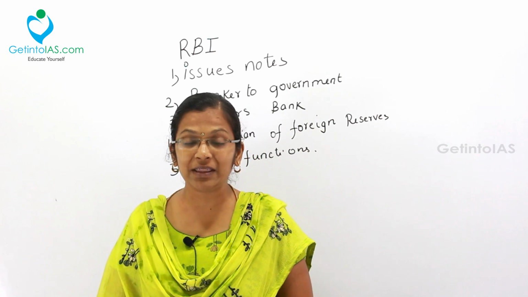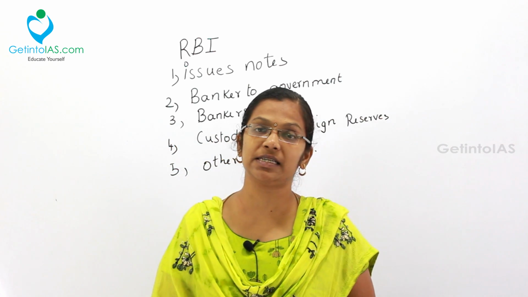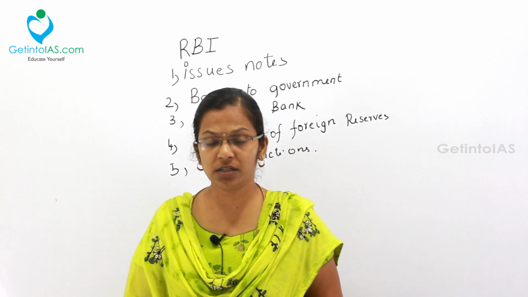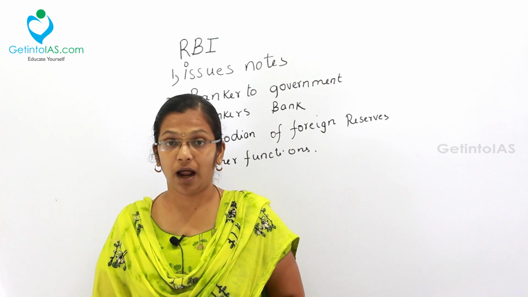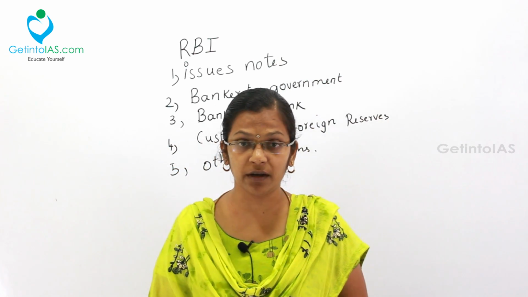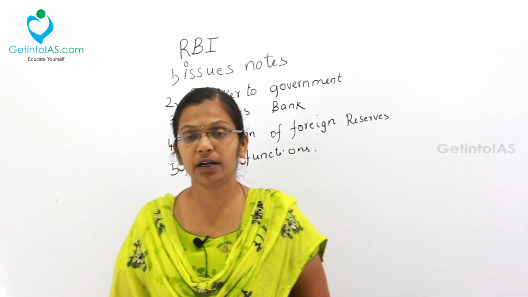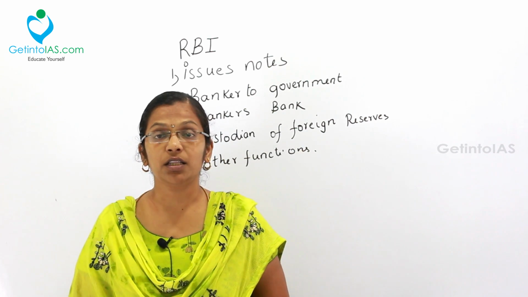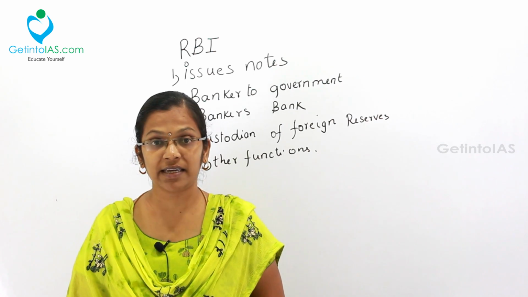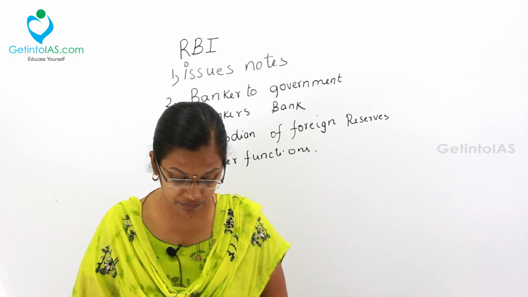functions of both the state government and the central government, because even the state government would have extra money to deposit, right? And also even the state government would require loan, right? So where will it go? So even be it state government or the central government, the loans are raised by RBI.